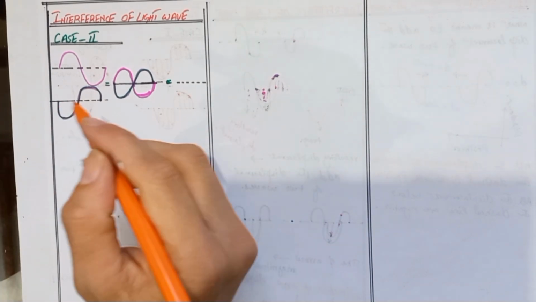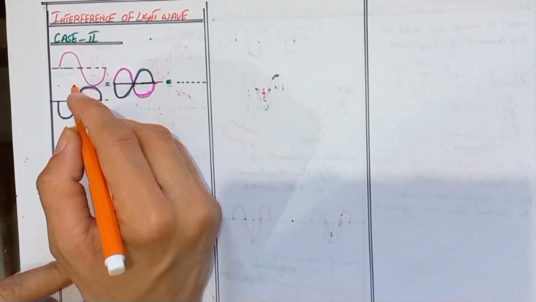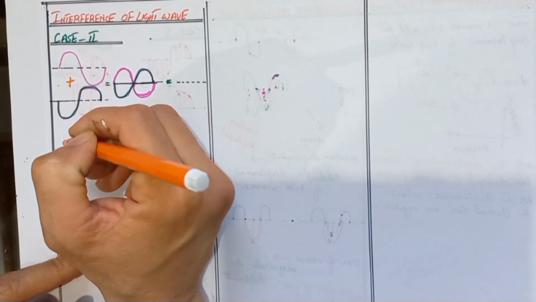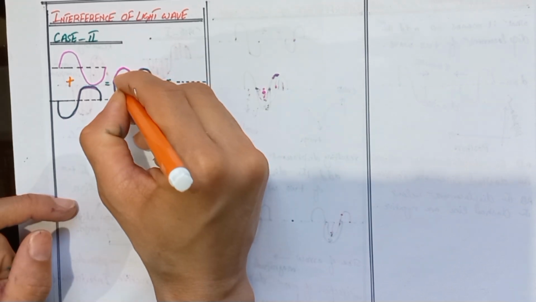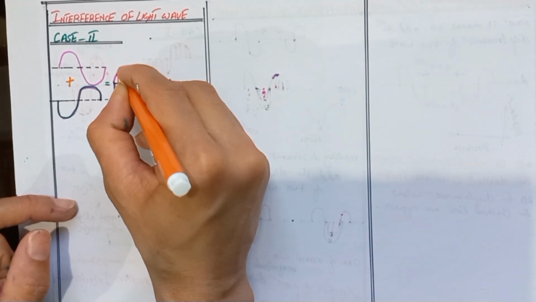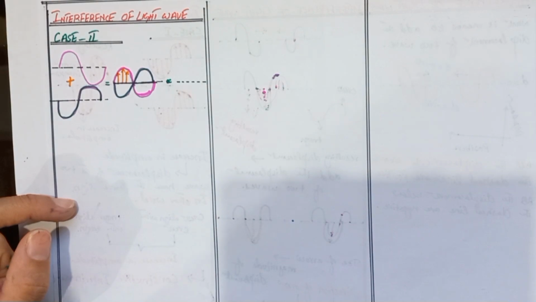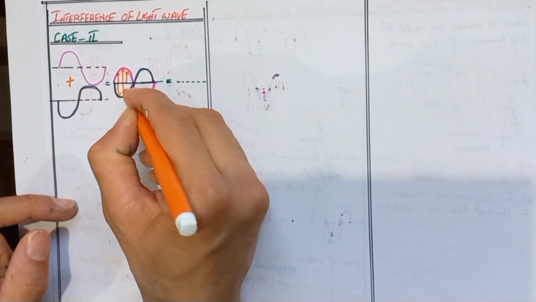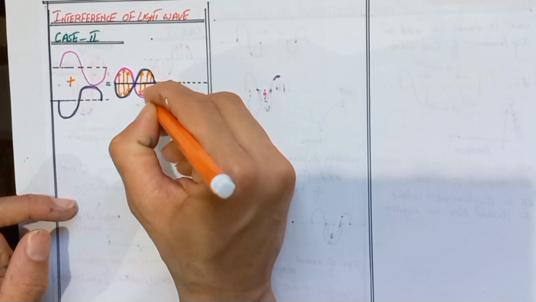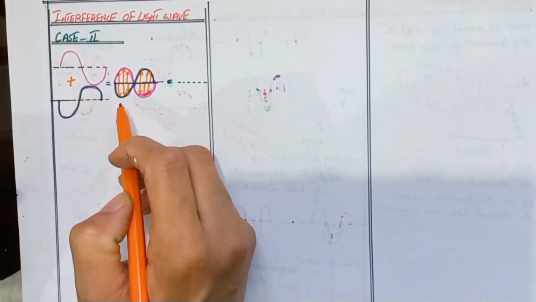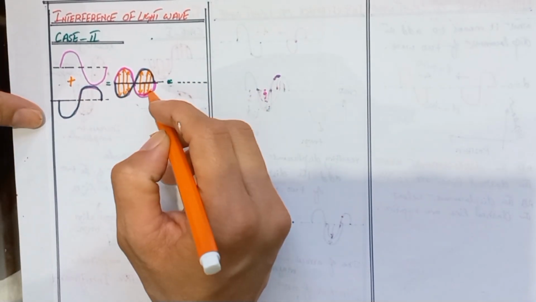Now we discuss the other case. In this case, we take two waves and add them. When we add these two waves, the displacement of this wave is in the upward position and the displacement of this wave is in the downward position. Here the displacement of the wave is in the upward position and here it is in the downward position. When we add up these two waves, the displacements of the two waves are in opposite directions.